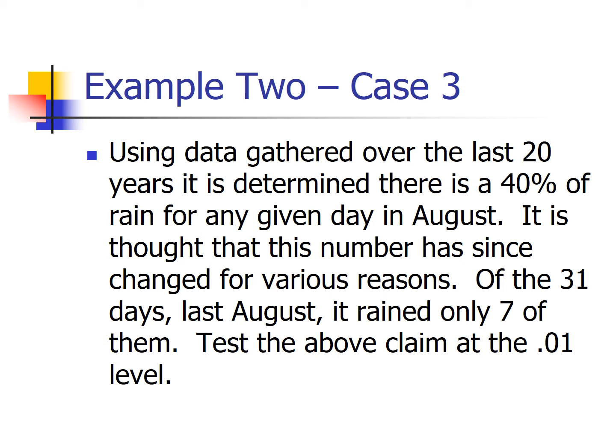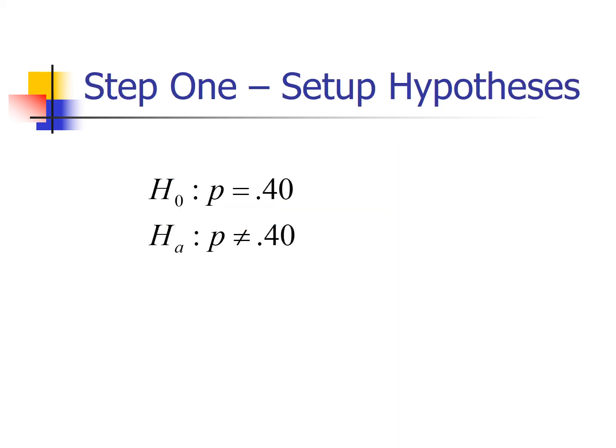This idea of global warming is somewhat politically charged, so let's use a perhaps slightly more rigorous rule of thumb than usual. Instead of the usual 0.05, let's use 0.01. Step 1, set up our hypotheses. So we are interested in whether or not the probability it rains on any day has changed from 40%. Maybe gone up, maybe gone down. So our alternative hypothesis is that P is not equal to 0.40 versus the null hypothesis that P is equal to 0.40.